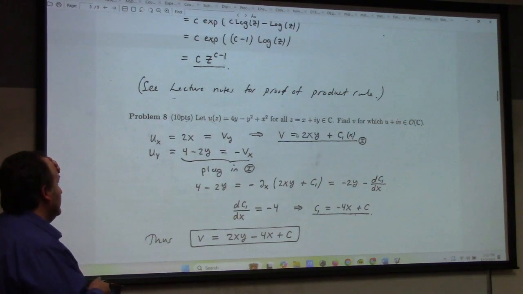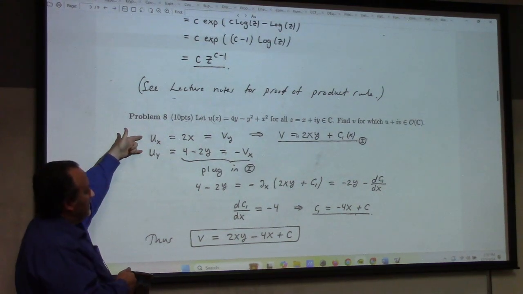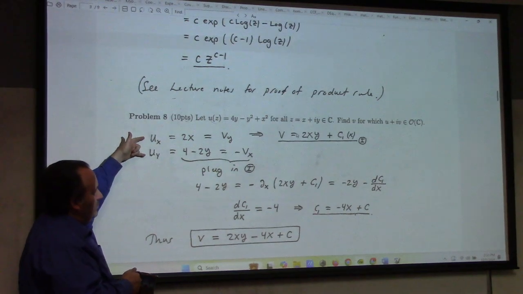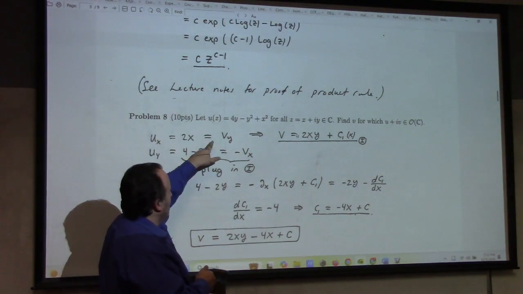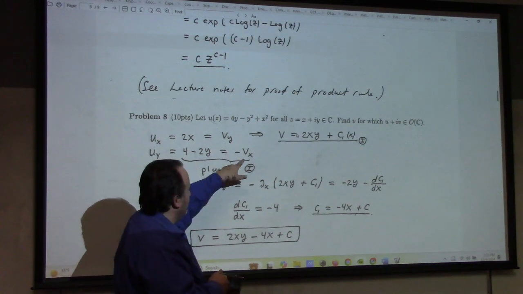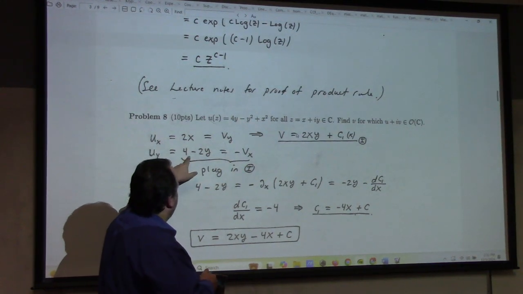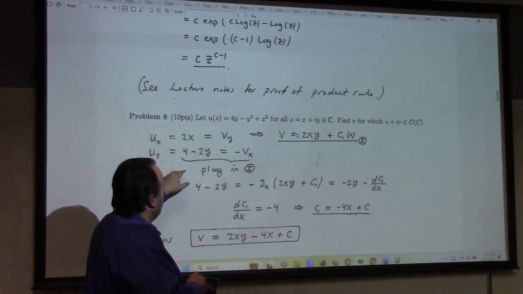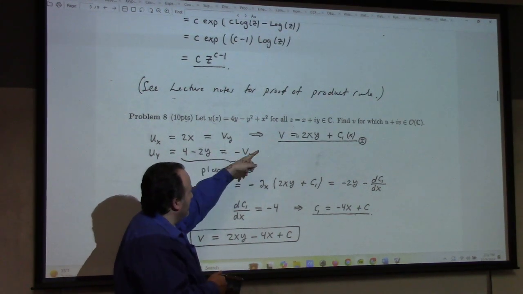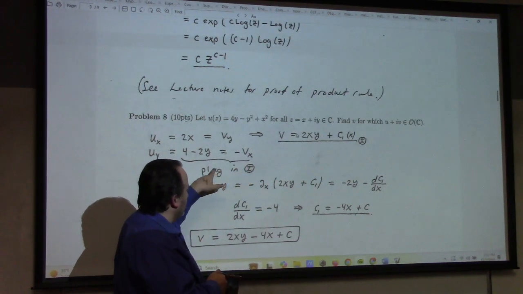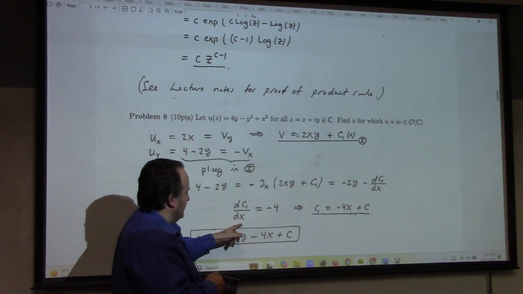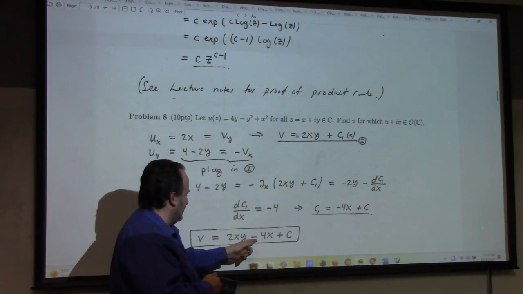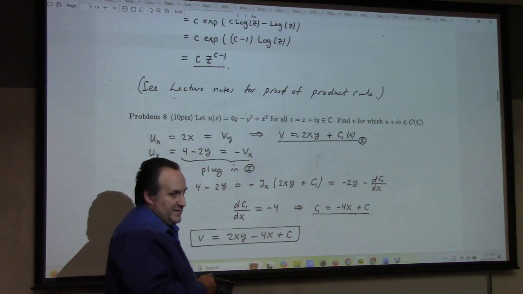And so you're trying to solve the Cauchy-Riemann equations to find the harmonic conjugate. If we integrate this, we get 2xy. If we integrate that, we get minus 4x plus 2xy. Obviously, we only need one copy of 2xy. What I did was integrate this one with respect to y, then plugged that into here, which gave me dc1/dx equals minus 4, which of course integrates to give minus 4x. And so that's the harmonic conjugate.